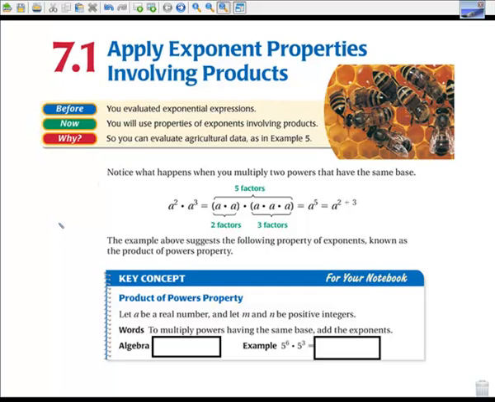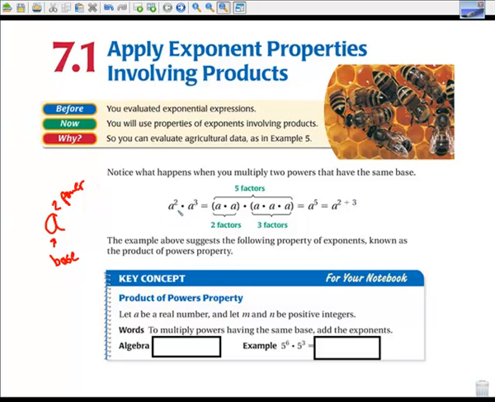When you have an exponential component, you look at the base, in this case the a, and then the 2 is the power, or the exponent. So here I have a squared times a to the third. Well, I have a times a for a squared, and then a times a times a for a to the third. So altogether I have a to the fifth power, which is what I get when I take 2 plus 3.